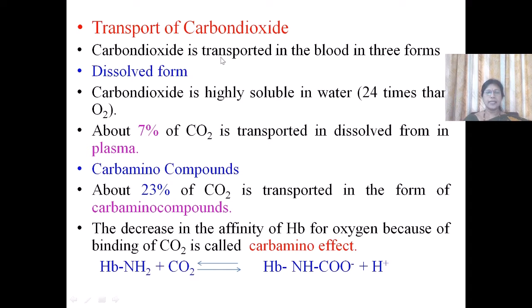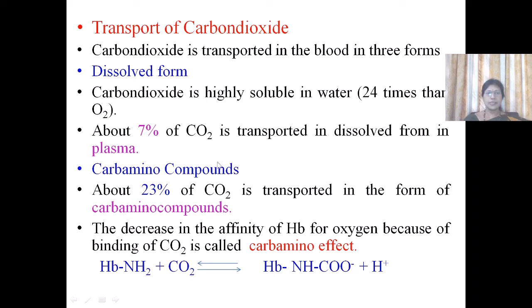Carbon dioxide is transported in the blood in three forms. One is in dissolved form, second is by the formation of carbamino compounds, and third is in the form of bicarbonate ions. First, let us see about dissolved form. Carbon dioxide is highly soluble in water, 24 times more than oxygen. So about 7% of carbon dioxide is transported in dissolved form in plasma.